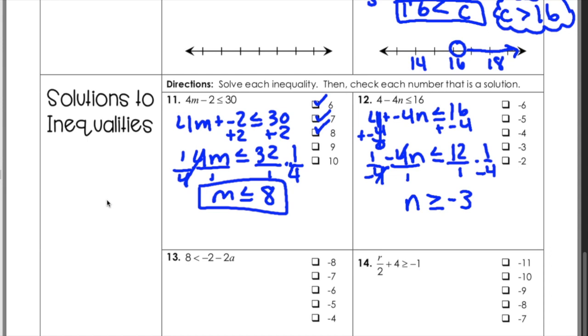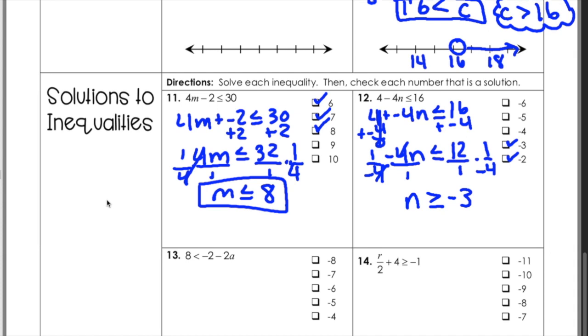So looking at our solutions, the numbers that are greater than or equal to negative 3, well, negative 3 is equal to negative 3, and negative 2 is greater than negative 3. Negative 6 is not greater than negative 3, negative 5 is not greater than negative 3, and negative 4 is not greater than negative 3. So our only two solutions to this inequality based on what they gave us are negative 3 and negative 2.